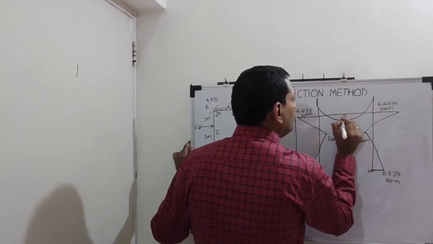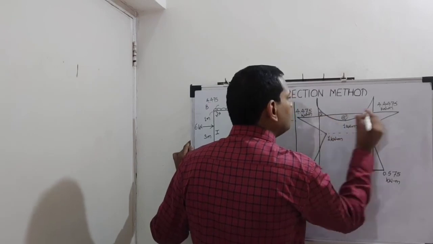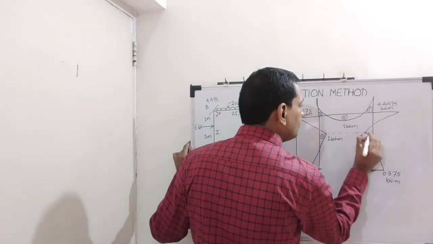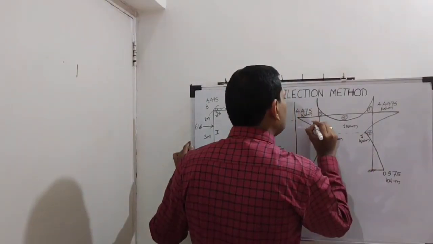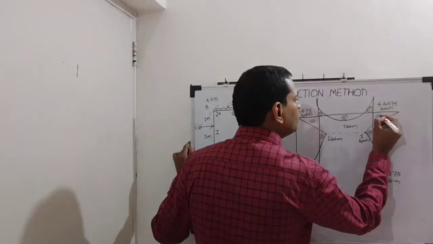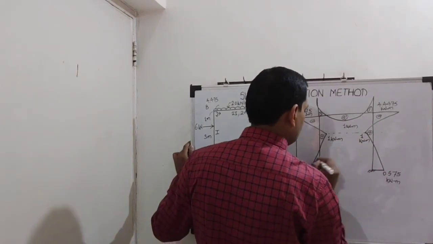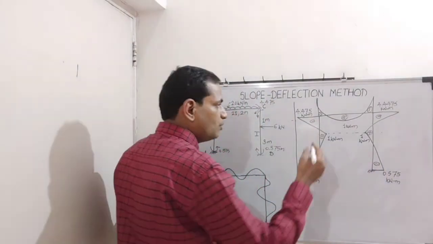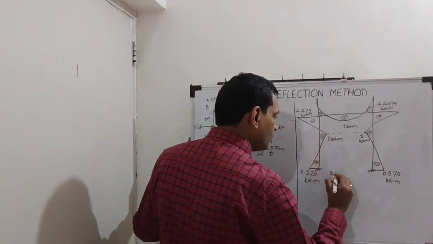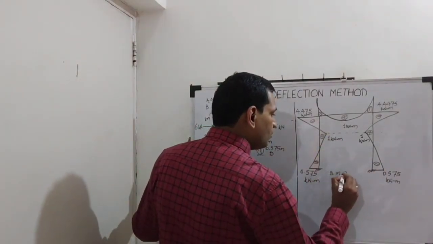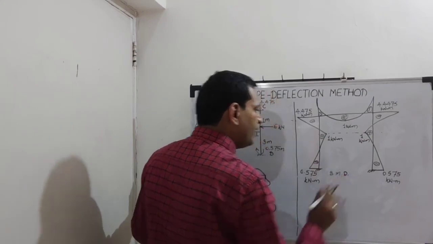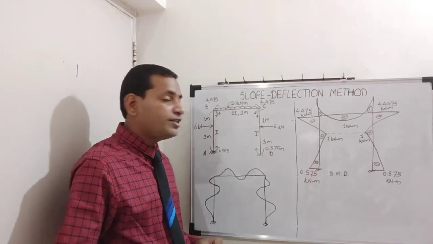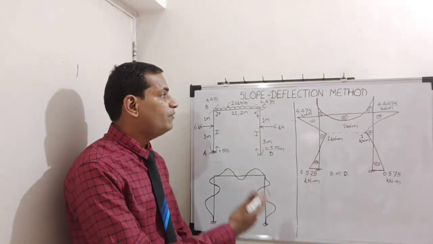Okay, this is minus, this is plus, this is minus, yes. So this is our BMD, bending moment diagram. So guys, this is my analysis of this particular symmetric portal frame by slope deflection method.